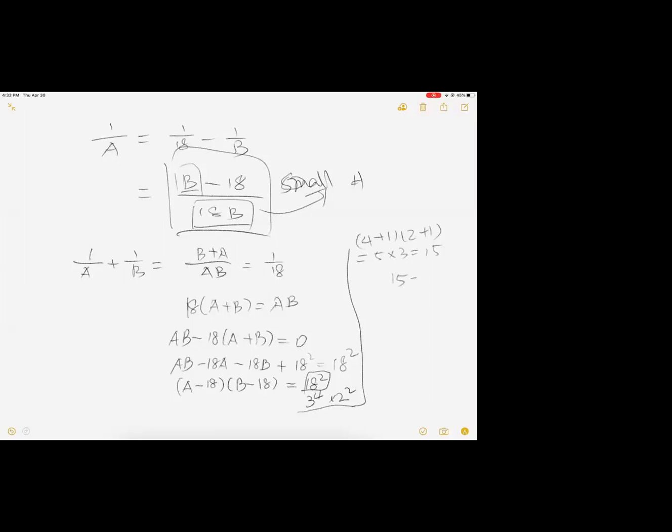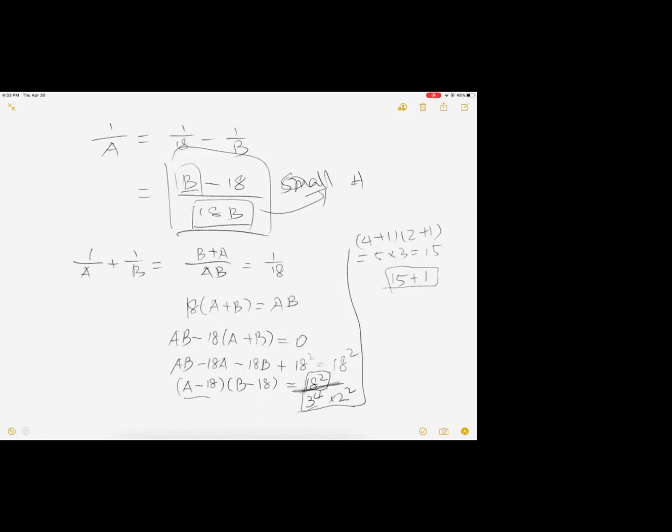Why do you do 15 plus 1? Well, it's some kind of run of calculations I did. I don't really know how to explain it. I don't know why you do 15 plus 1 here. But up to here, from here on, it's straightforward.